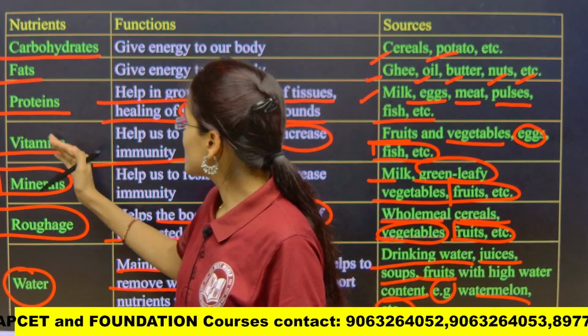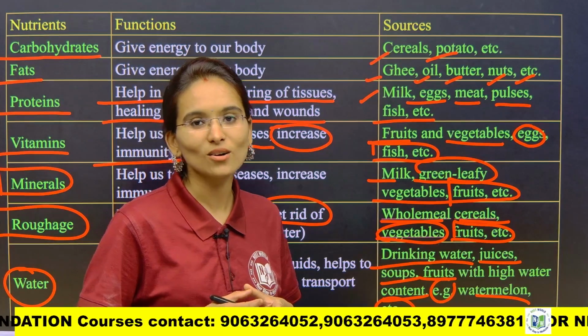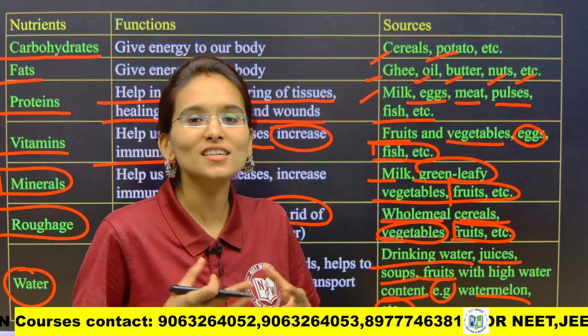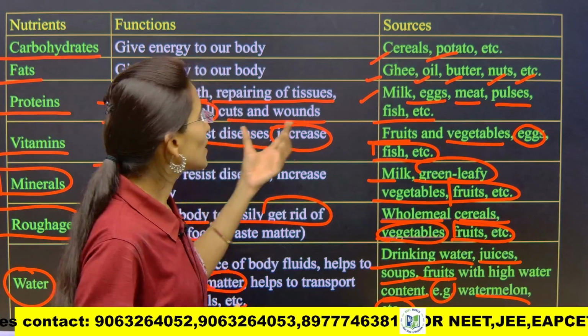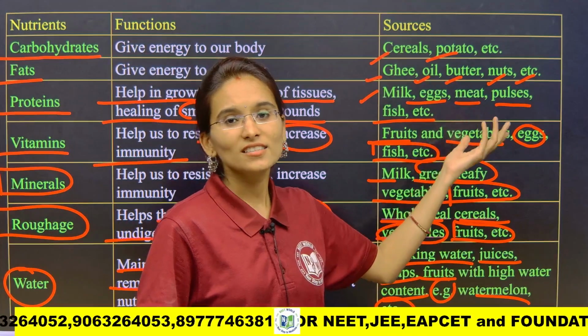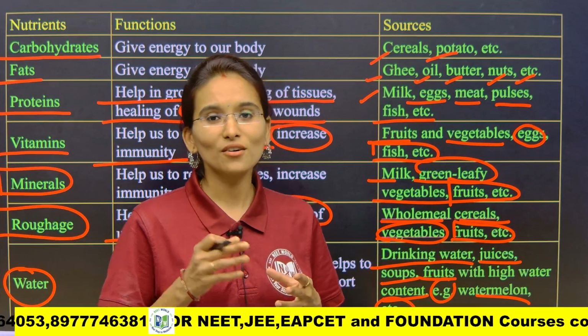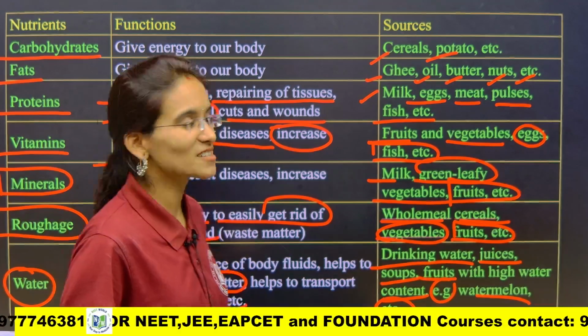And next one is vitamins. The main role of vitamins is to fight against disease causing organisms, and they are going to boost our immunity. We can find vitamins in fruits, vegetables, eggs, fish, etc. Many other food sources are there. Whatever you are aware of, just drop it in the comment section, my dear students.